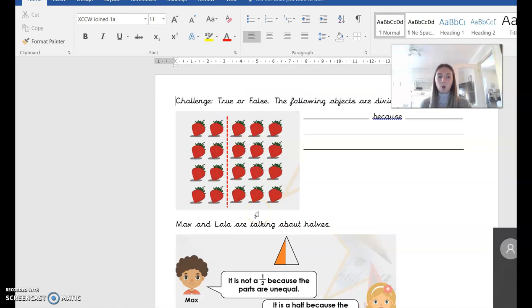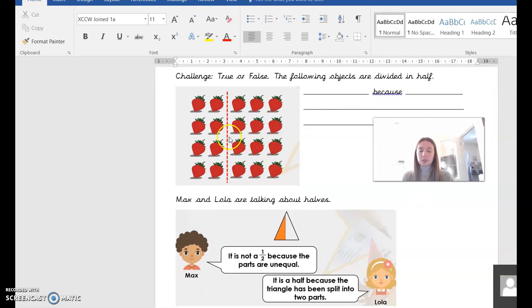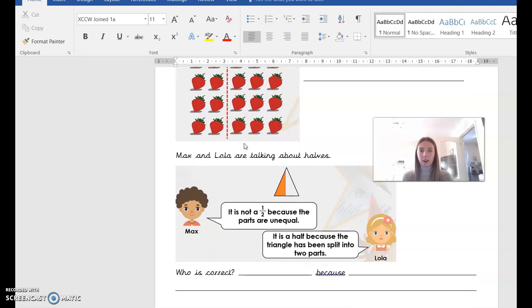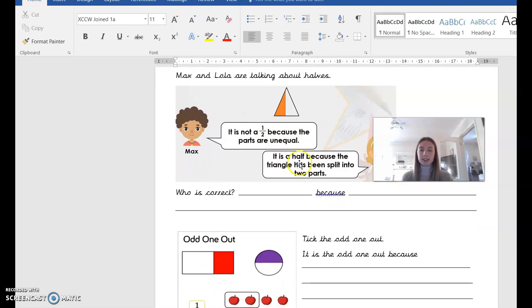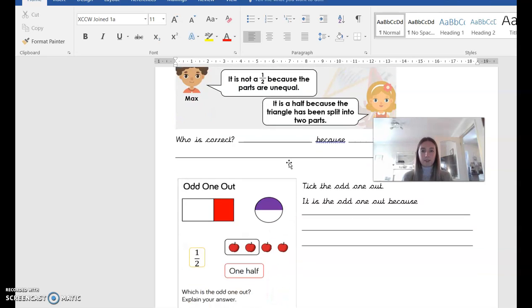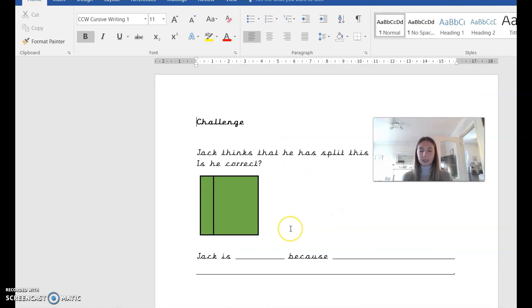So challenge 1 is here. It says true or false. So you need to explain if these following objects are divided in half and how you know. Then who is correct out of these 2 people? So remember, you need to read the question really carefully before you have a go at answering. And then which is the odd one out and how do you know? And then your second challenge is here.